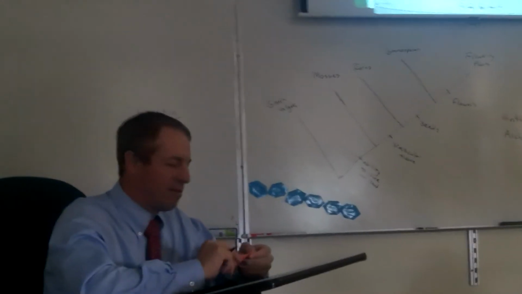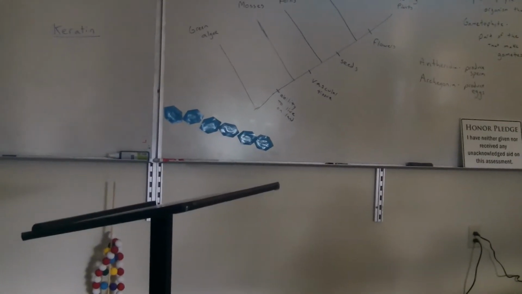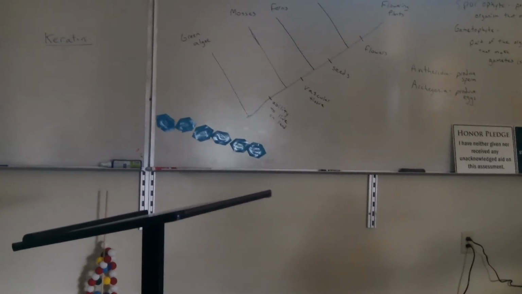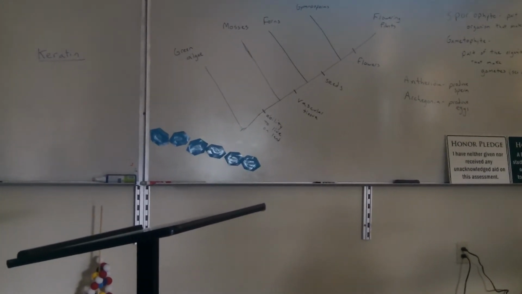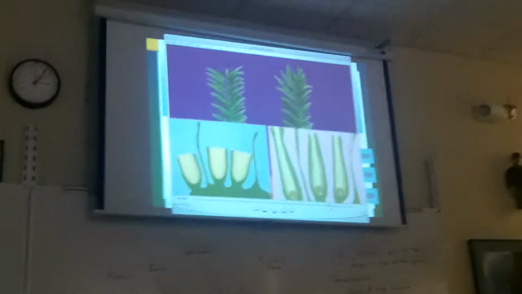Green, correct on both. White, correct on both. Blue, correct on both. Purple, correct on both. Peach, correct on both. So, that's the antheridia. That's the archegonia. They're both haploid. But when the sperm fertilizes the egg, we have a diploid structure.